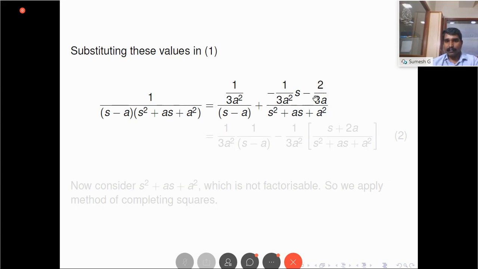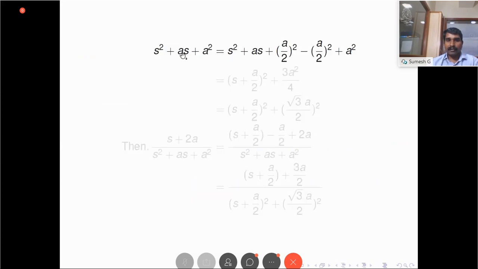From the second term, we can take minus 1 by 3a square outside. It becomes minus 1 by 3a square into s plus 2a divided by s square plus as plus a square. Consider the second term. The denominator of the second term is a second degree expression which cannot be factorized. So we have to apply the method of completing squares. Here we have to add and subtract the square of a by 2.